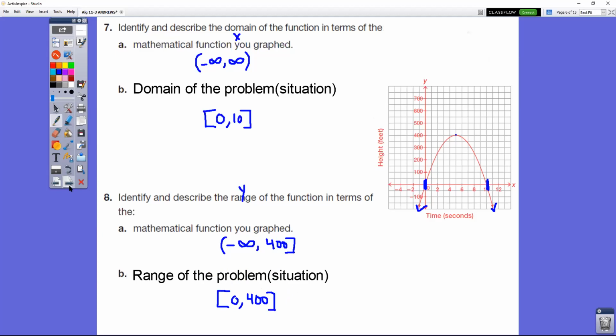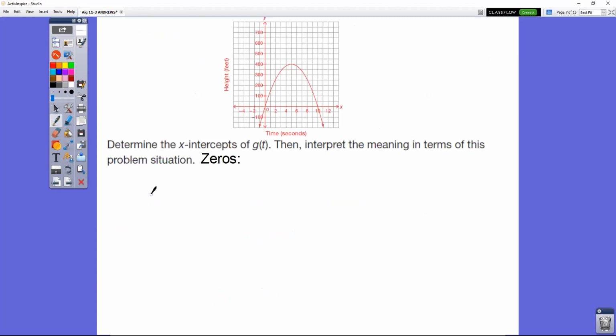You're going to have questions just like these. The next one, determine the x-intercepts, or they also call these zeros. They have these questions on the Regents exam every single year. They will give you a graph and ask you, what are the zeros of the function? Zeros mean x-intercepts. Super, super important vocabulary word there.